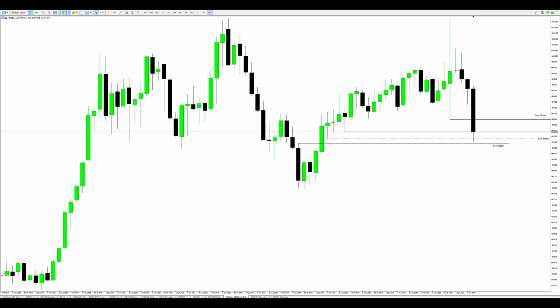Swiss franc against the Japanese yen. I'm just going to show you in hindsight what the buy model really looked like and how I executed the trade. So first things first, we're going to look at dollar index.